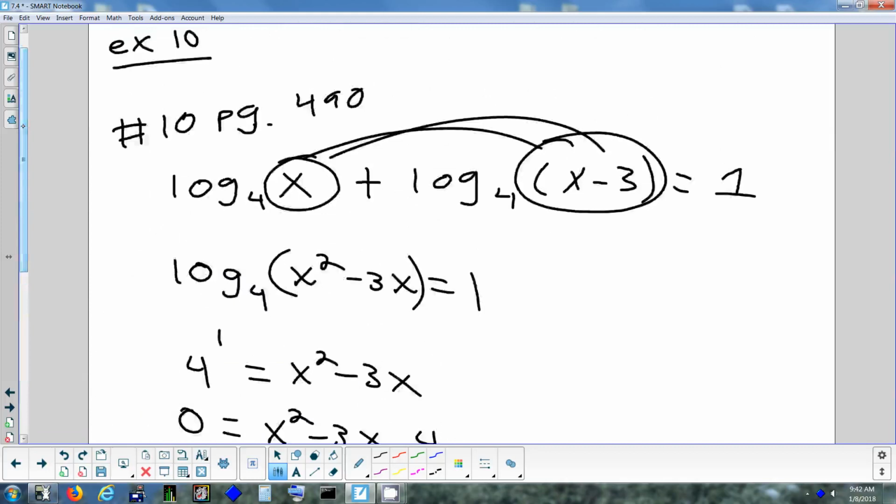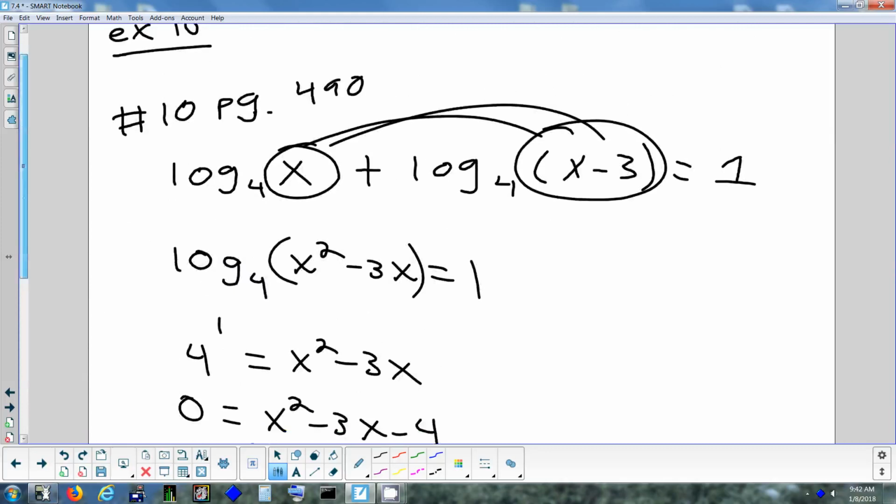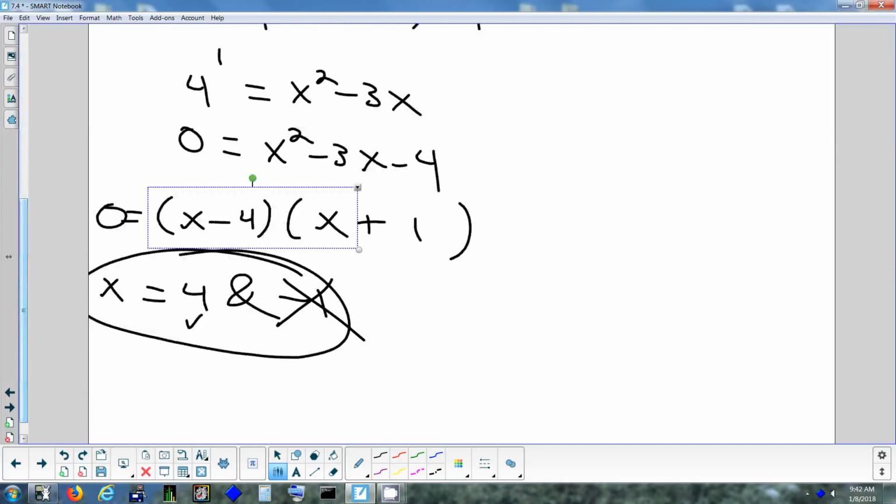Let's check negative 1. If I plug in negative 1, that first circle is negative 1. No. And then the second one would be negative 1 minus 3, which is negative 4. No. That answer does not work. So that's the case where one works and one doesn't. Questions on that one?